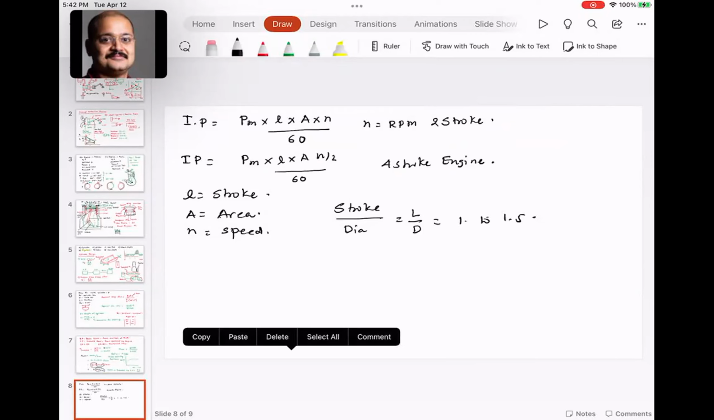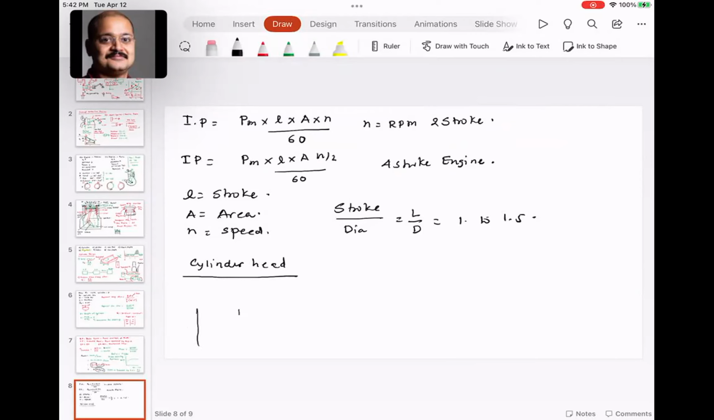And the next part is design of cylinder head, which is you have designed. So what is important in cylinder design? Bore, stroke, the thickness. Now, once you have designed your cylinder, you have to look at what goes on the top. And usually you have a cylinder head, and the cylinder head is bolted onto the cylinder.